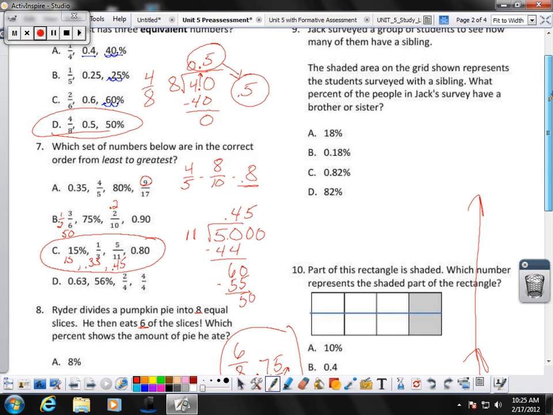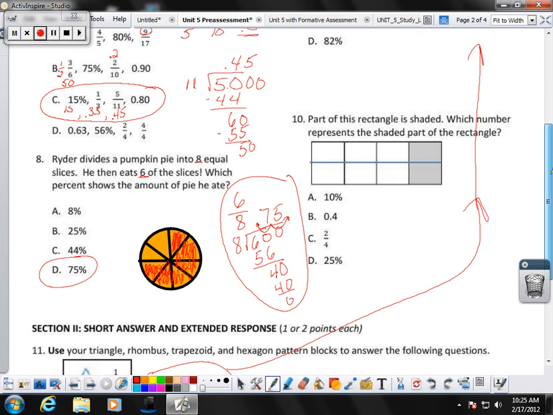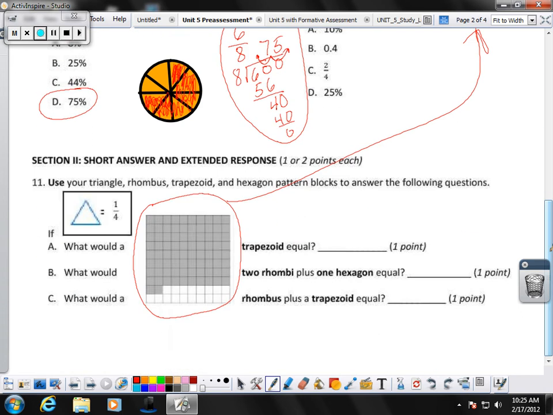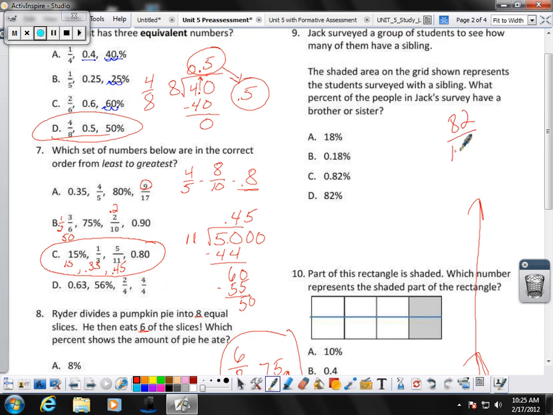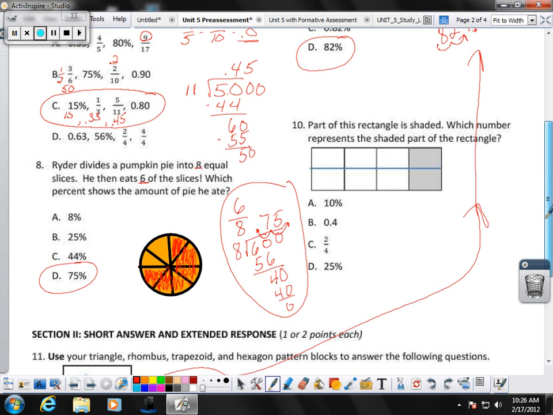The grid actually shows the percent of people Jack surveyed that have a brother or a sister. So it's the amount that is shaded. And if I were to count all these, this is 10, 20, 30, 40, 50, 60, 70, 82. That's 82 squares out of 100. 82 out of 100, which is 82 hundredths, which is that. And then we move it over 2 places, and it equals 82%. Okay? And then we're going to do number 10, and then we're going to take another break from this review.